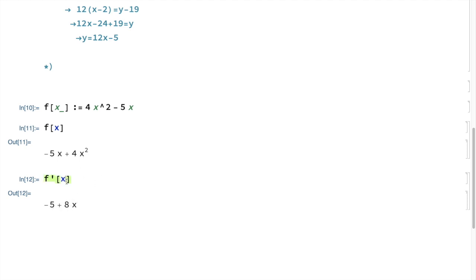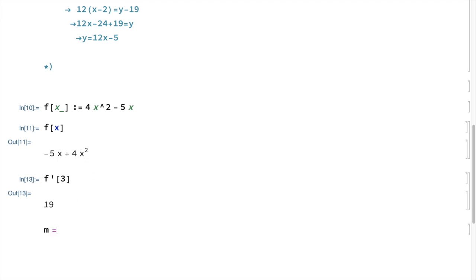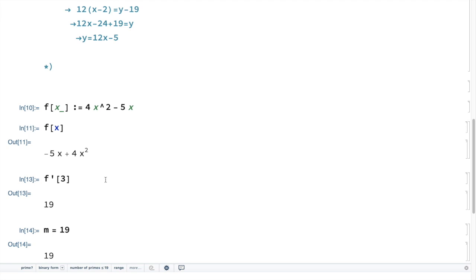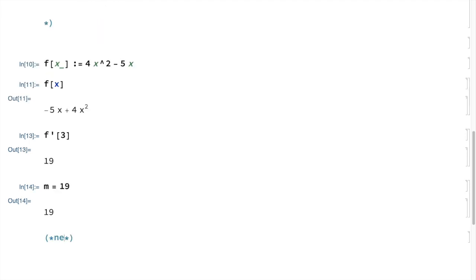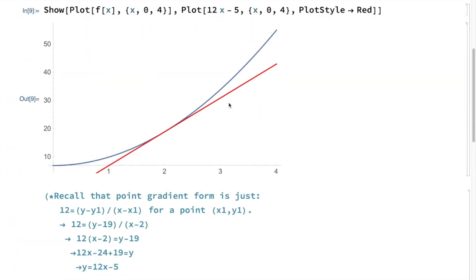And I need to evaluate this at x is equal to 3. So if I plug in a 3 right here, 8 times 3 is 24. 24 minus 5 is 19. There you go. So now I have my slope. M is equal to 19. Pretty cool. But I'm not done. I need y equals mx plus b, because the equation of the tangent line should be y equals mx plus b, right?